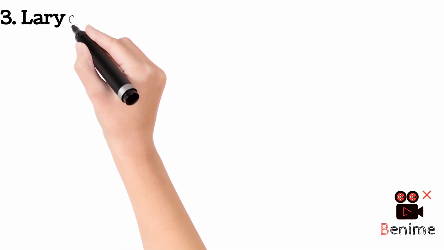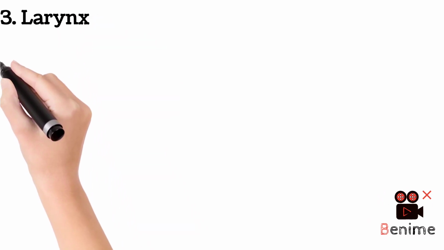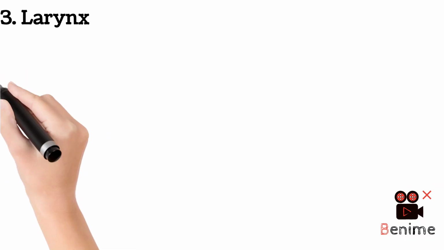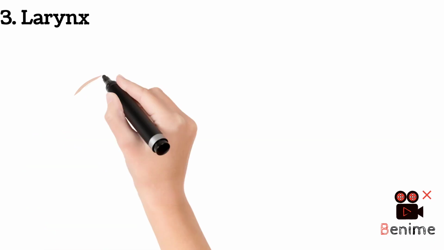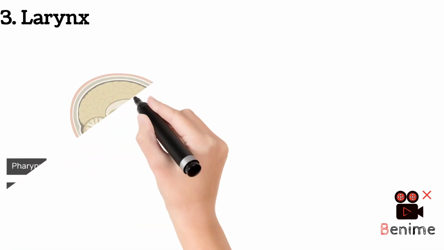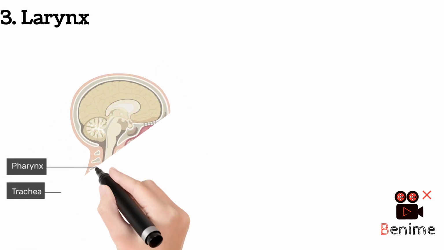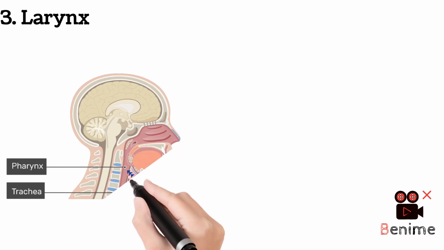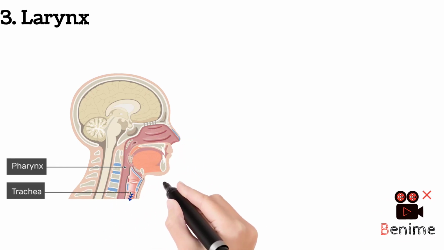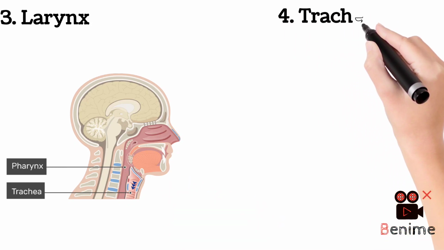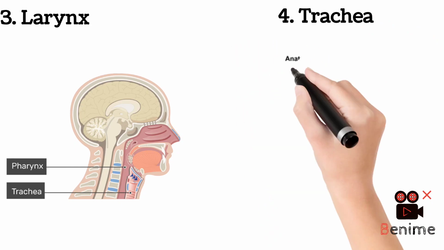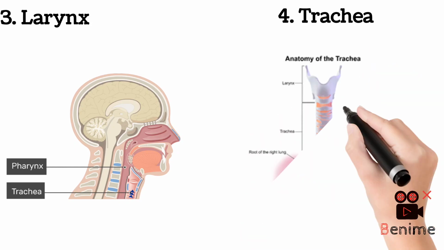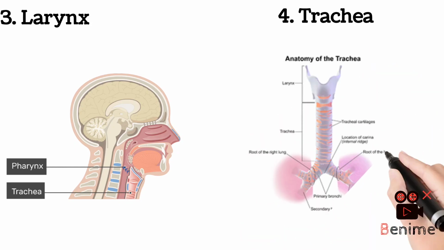Third one, larynx. Air entered through pharynx is sent toward the trachea through larynx. Sound is produced by this part of respiratory tract, so it is also known as sound box. Larynx also contains vocal cords. Vocal cords are responsible for production of sound. Fourth one, trachea. Its shape resembles the letter C of English because it is made of C-shaped rings which are incomplete from the backside.